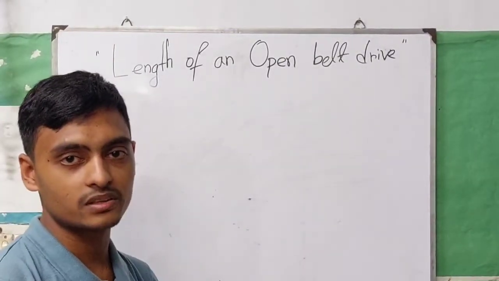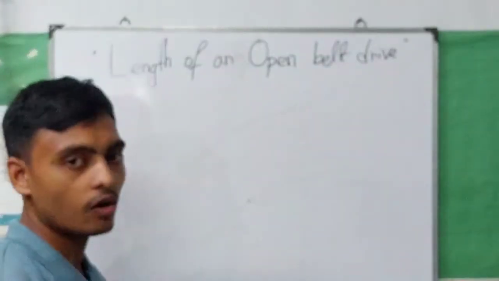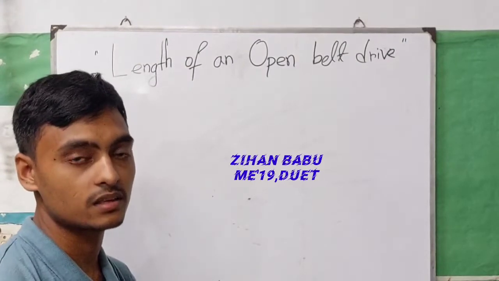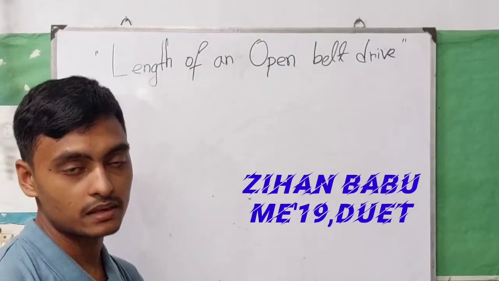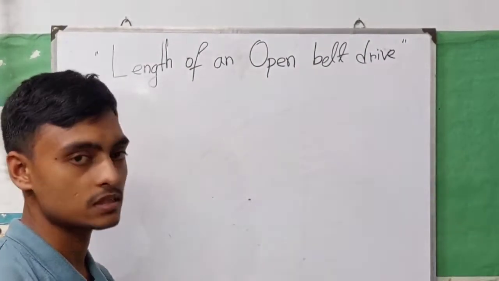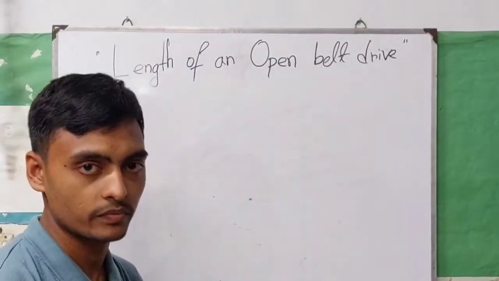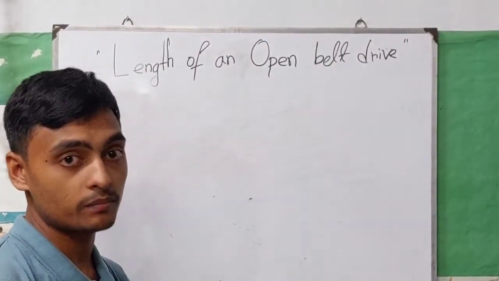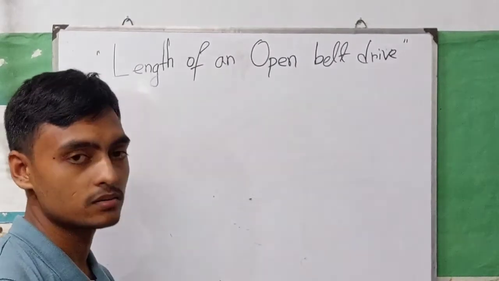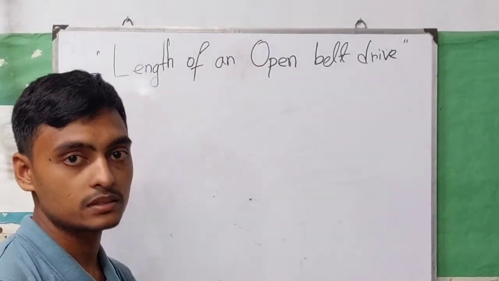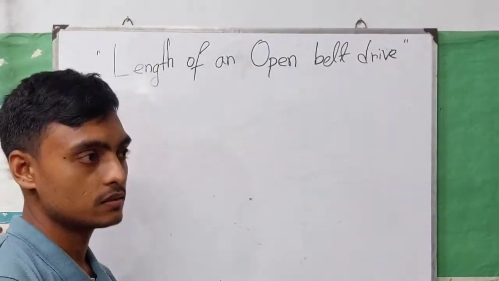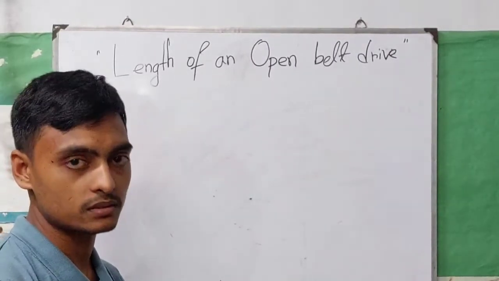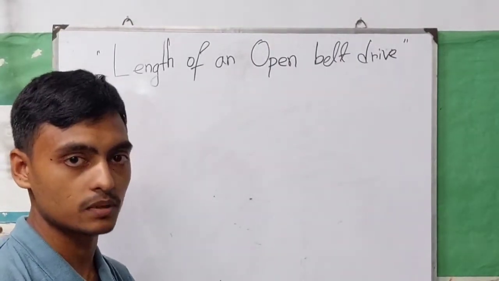Dear friend, today we are discussing the length of an open belt drive. Firstly, let me clear up the definition of a belt. Basically, a belt is a mechanical device which transmits power from one shaft to another. The transmitted power depends on some factors like the velocity of the belt, the diameter of the pulley, the central distance between the two pulleys, and the area of contact of the belt.